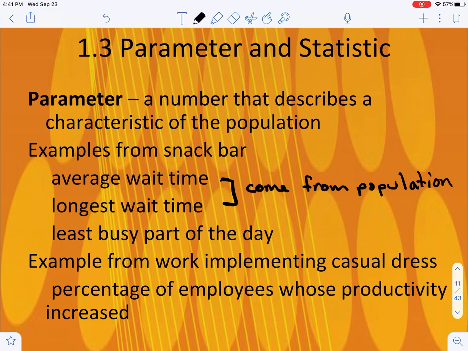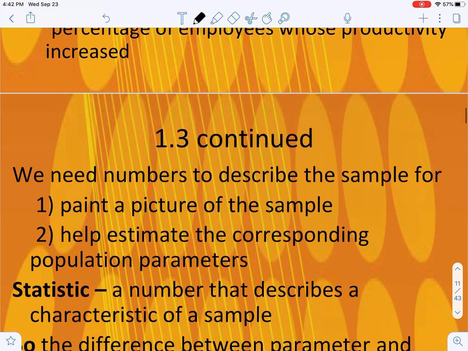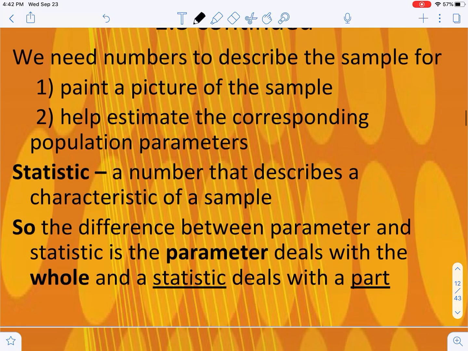So a parameter comes from the population. It's a number that describes the population. We would like to have parameters, but we can't always have them. So what we have is a statistic. A statistic is a number that describes the sample.